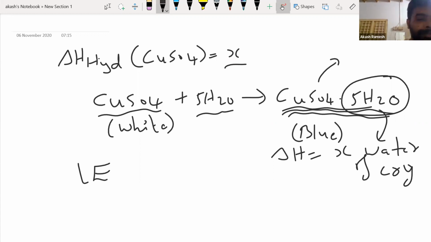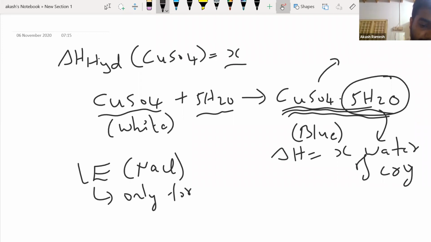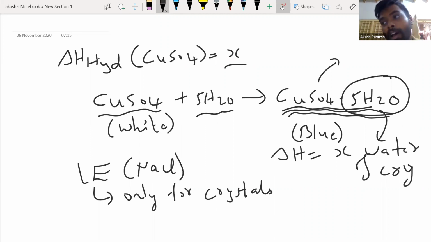So lattice enthalpy of, for example, an NaCl crystal. Please understand, people, you have to remember certain things about lattice enthalpy. Lattice enthalpy is applicable only for crystals, right? You cannot speak about lattice enthalpy for water or liquids or gases. Not even for all solids, only for crystalline solids is lattice enthalpy applicable.